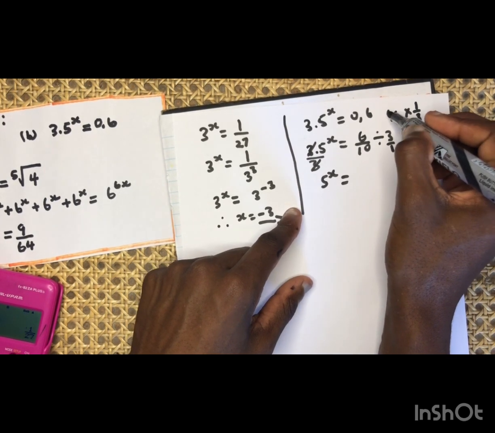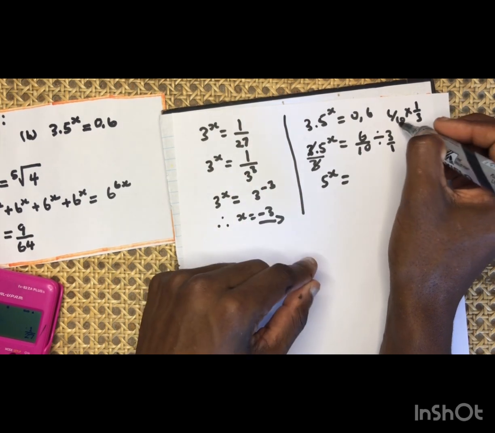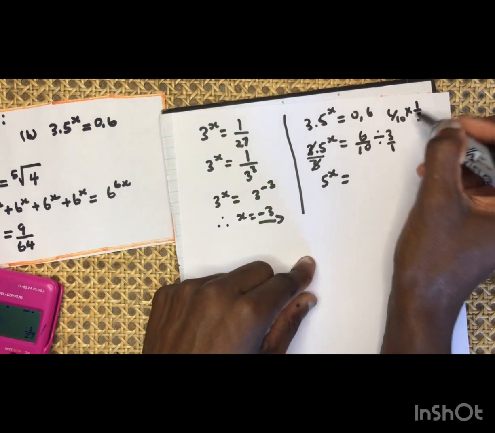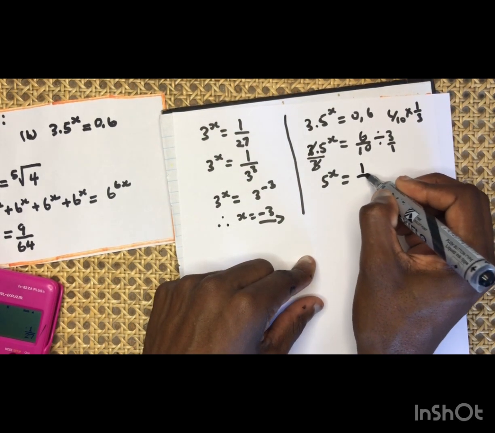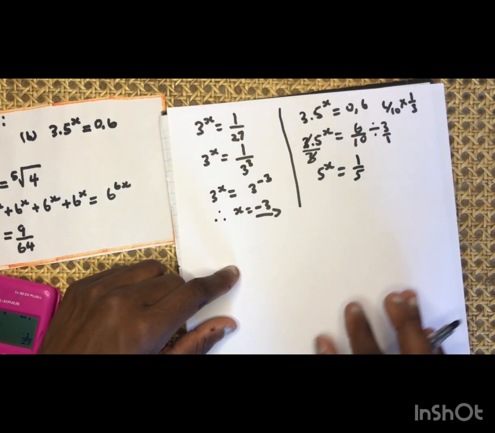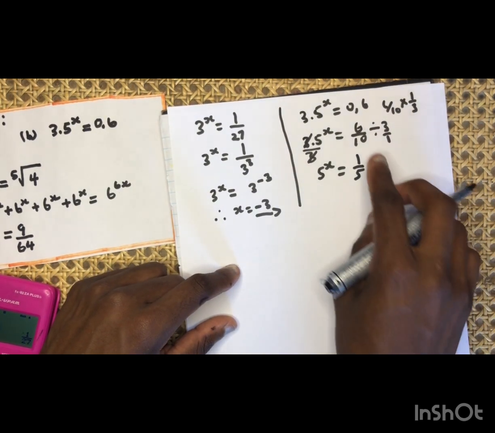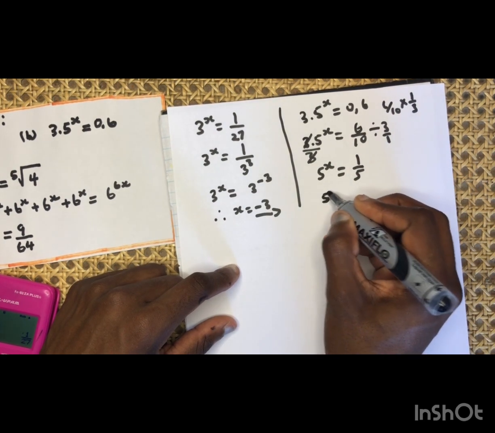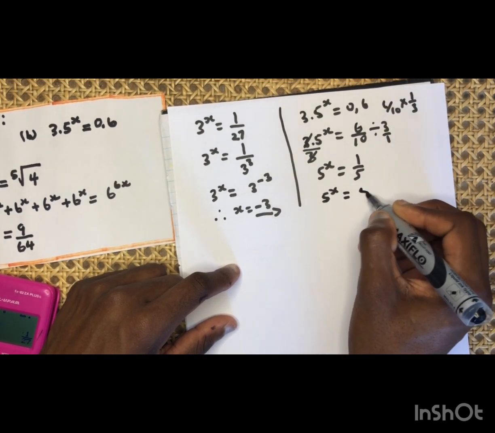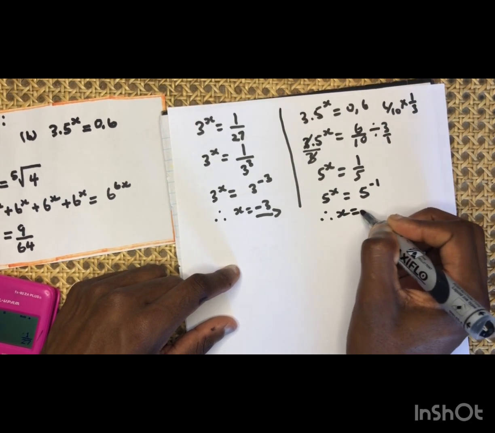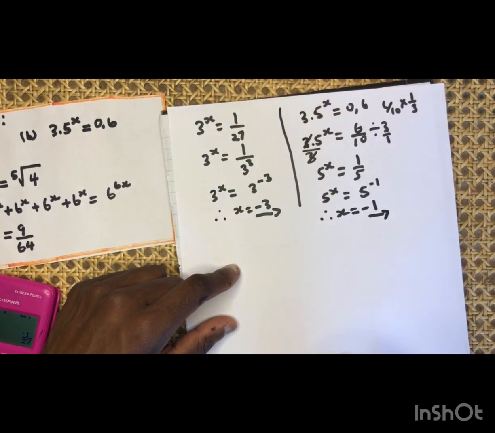So 6 times 1 is 6. 10 times 3 is 30. So 6 goes into 6 1 time, and 6 goes into 30 5 times. So it's going to be 1 over 5. So I have to write this in negative form. So it's going to be 5 to the power x equals 5 to the power negative 1.